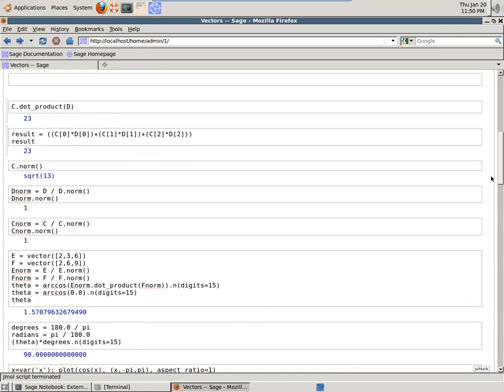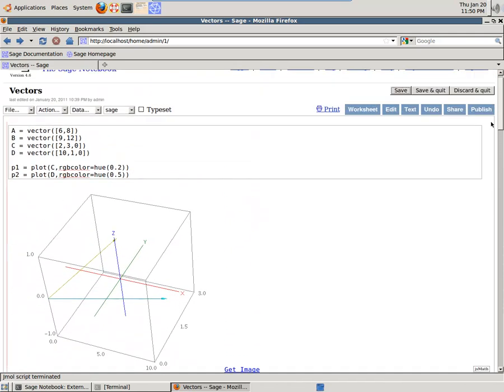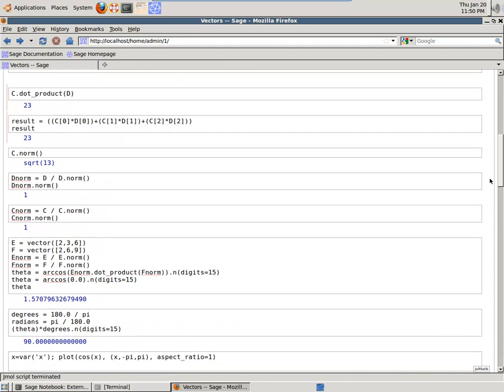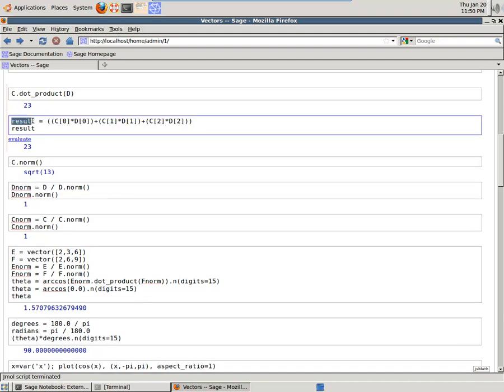Okay, so cool, but need to see something more, right? Well, C dot product here is the command to do a dot product, and I said we're going to dot C with D, and then I get 23 here for my result. Cool, and this is the formula for the dot product. That whole long thing there, and it probably doesn't make a whole lot of sense.